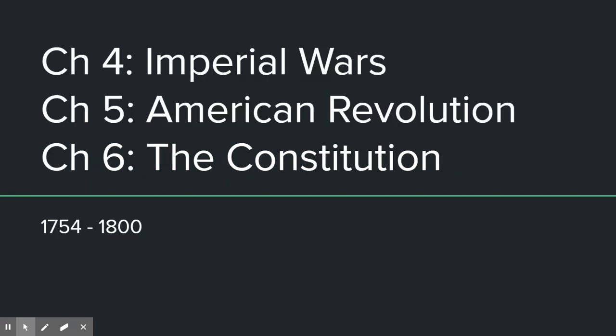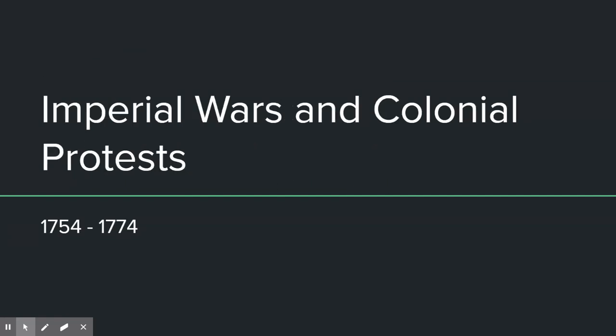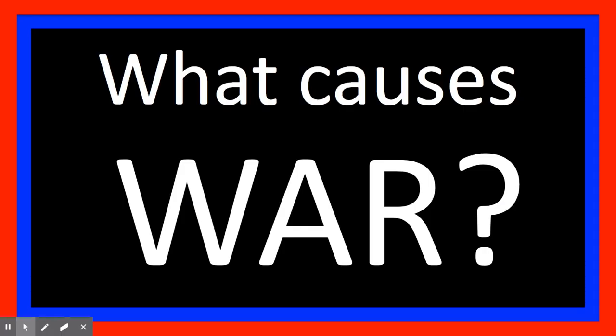So my goal is to do this for every chapter, and this is going to be for Chapter 4, Imperial Wars. So, Chapter 4, Imperial Wars and Colonial Protest. This takes place essentially right before the American Revolution, or sorry, Revolutionary War. It takes place during the American Revolution, while some of the revolutionary ideas were going on.